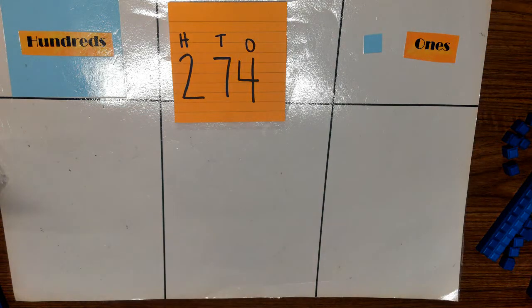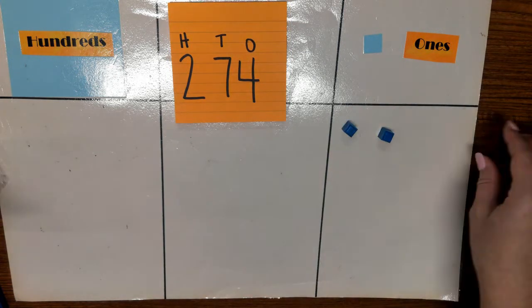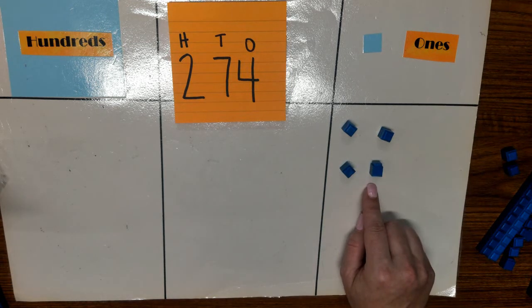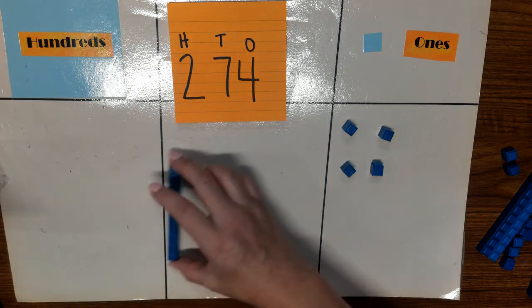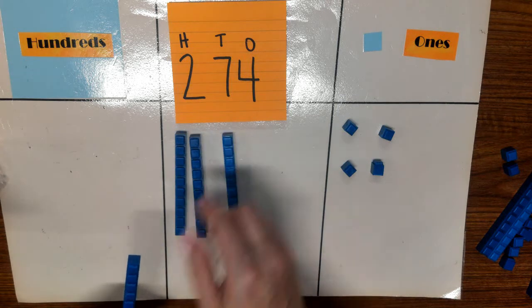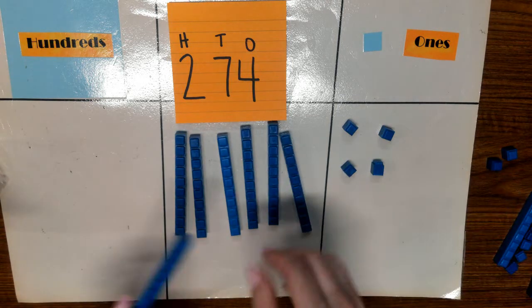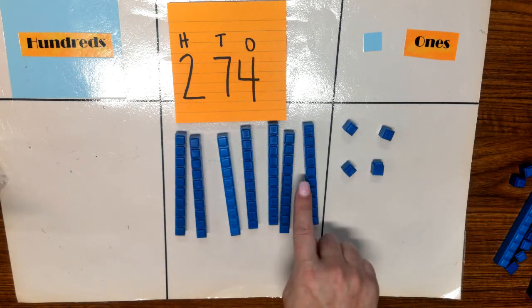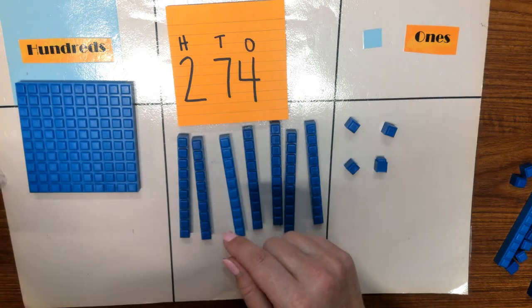And now I'm ready to start building. So I'm going to start with my 4 units, or my 4 ones. Okay, I've done that. They're nice and neat and organized. Now I need 7 tens. Ooh, that's a lot. I better count carefully. 1, 2, 3, 4, 5, 6, 7. I have 7 groups of tens, and now I need 2 groups of 100.